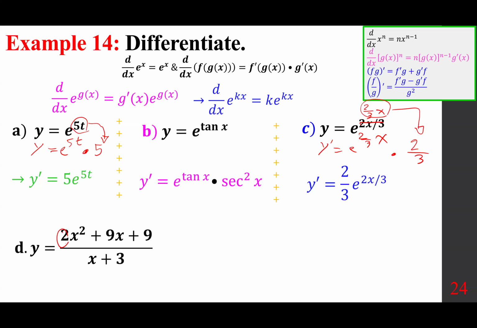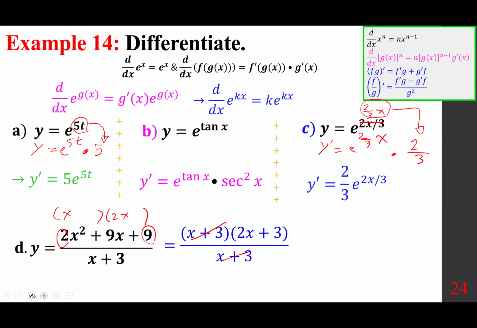2 is a prime number. So basically, it's x and 2x. 9 is only 1 times 9, 3 times 3. You have to figure out what you need. And with trial and error, you can get the answer (x plus 3)(2x plus 3) over (x plus 3). Here's what helps understanding this, and we're going to cancel this.